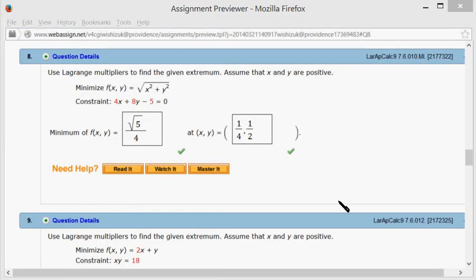It came back and looks like we got these correctly. That's it. I hope that this was clear.